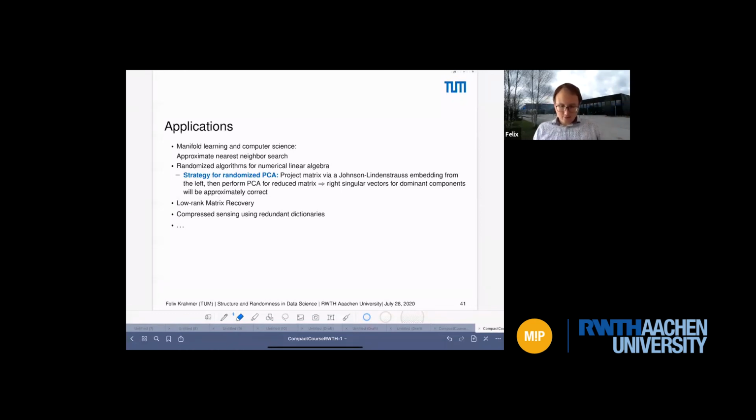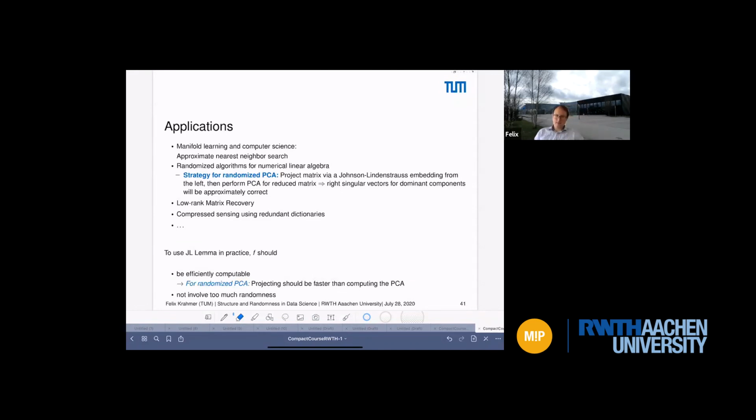Then it's also related to low-rank matrix recovery in certain cases, and compressed sensing. If you don't have sparsity in a basis like we've discussed before, but in a redundant dictionary, this also plays a role. There are many more applications. In many applications related to learning, for example, this has been picked up in recent years. So it's a seemingly very basic, but apparently very important problem to study.